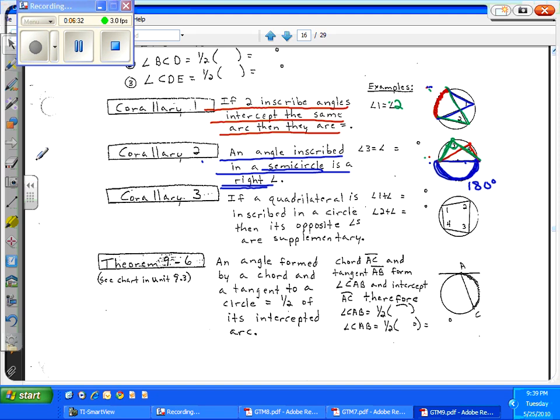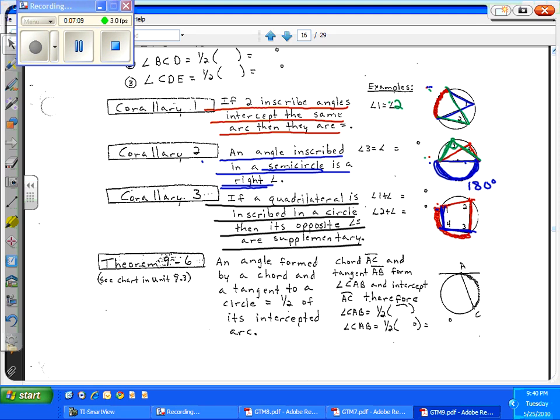Corollary 3. If a quadrilateral, that's a four-sided figure, is inscribed in a circle, then its opposite angles are supplementary. Well, why would that be? Well, let's look at the opposite angles. Angle 2 is this angle. Its measure is half of the arc that it hits. It's half of that arc. The angle opposite angle 2 is angle 4.